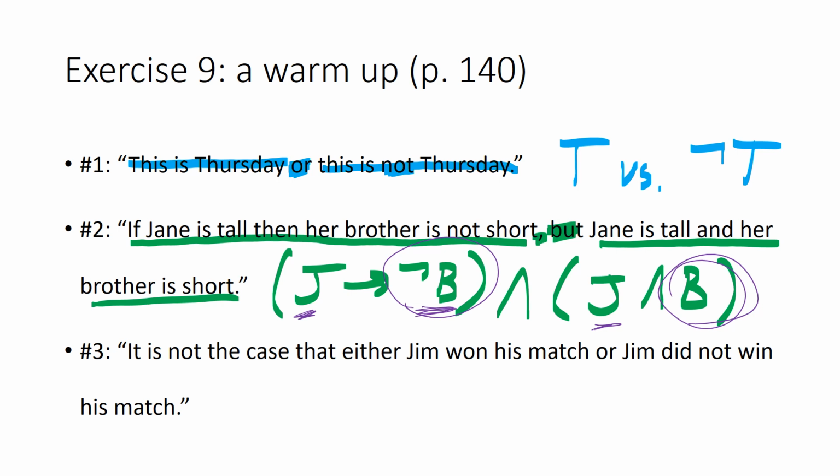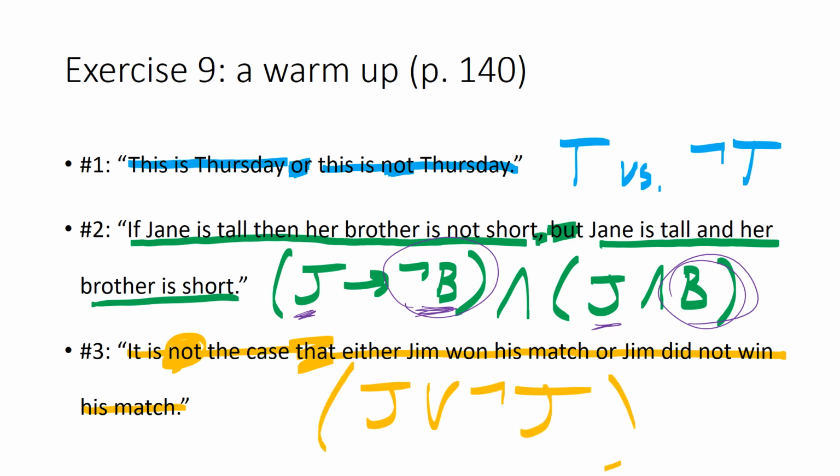Number 3 we have, it is not the case that either Jim won his match or Jim did not win his match. This is actually kind of like number 1, right? It's just that we start out with denying this disjunction, right? So we have either Jim won or Jim did not win. But we're saying this is not the case.